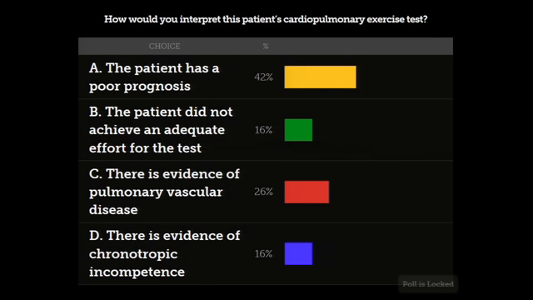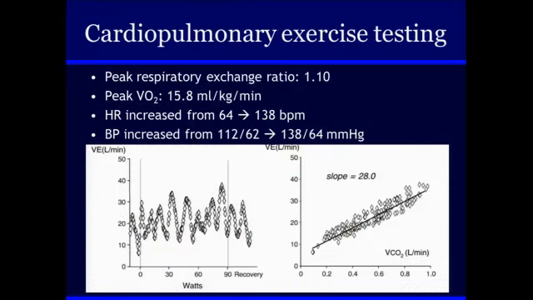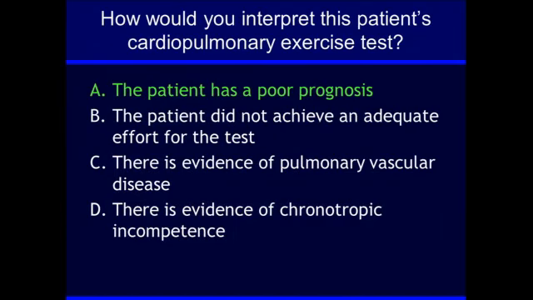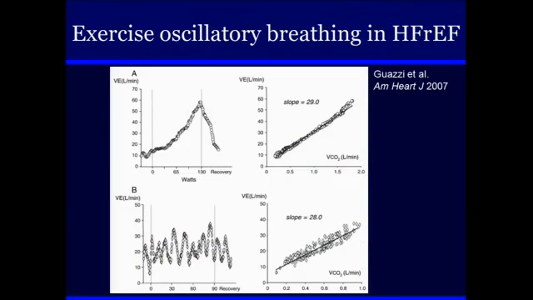And this was meant to be a bit of a trick question because you might be falsely reassured by the normal VE-VCO2, which was 28, abnormal usually being above 34. You might have been reassured by the VO2 that was 15.8, which is still not severely limited. So you might think that the patient was okay. But there was something here indicating a poor prognosis, and that was exercise oscillatory breathing.